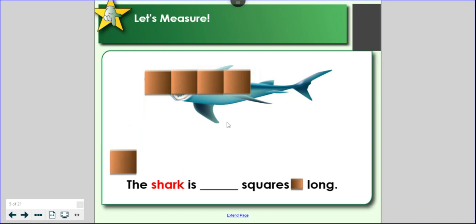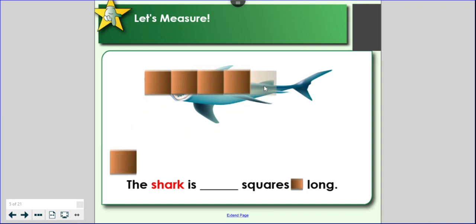Can you estimate how many more squares do you think I will need to get to the end of my shark? Do you have an estimate? Estimate means making a smart guess. I'm looking. It looks like I might need maybe about 1, 2, 3 more. I don't know. That's my estimate. What was your estimate? Let's find out if we're correct.